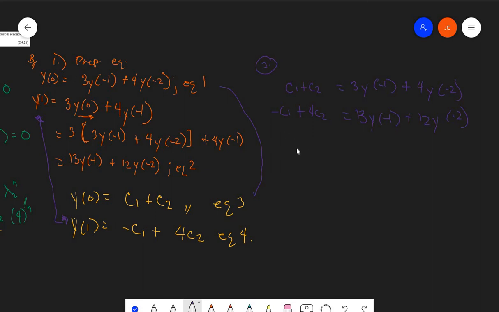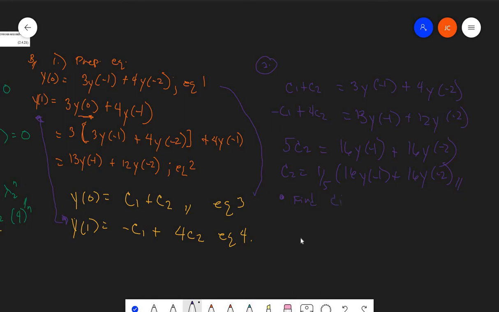So now we're going to find c2. So c2 would be, cancel this one, it would be 5 c2 is equal to 16 y of negative 1 plus 16 y of negative 2. So c2 is equal to 1/5 times 16 y of negative 1 plus 16 y of negative 2. Alright, so that's our c2. So now we're going to find c1.